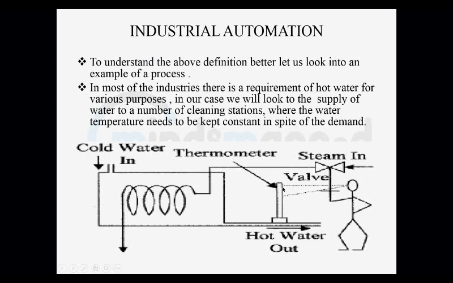Then whenever the temperature increases beyond the range where we want it to be, this manual operator, after observing the range in the thermometer, will close down this valve and reduce the flow of steam to the heat exchanger to keep the water cooler and in the range that we want it to be, right?